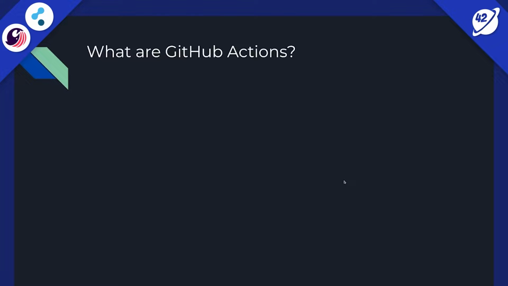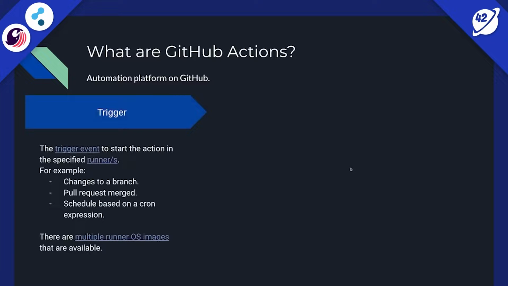In an oversimplified sentence, GitHub Actions can be specified as the automation platform on GitHub. You could use this to perform any actions related to Git repositories hosted on GitHub. And these actions, the way they function, can be split into three phases broadly. They would be trigger, as to the trigger event that would trigger the action to start or to run. It could be anything from changing a branch to opening or merging a pull request, or even scheduling a cron expression to run the action periodically.